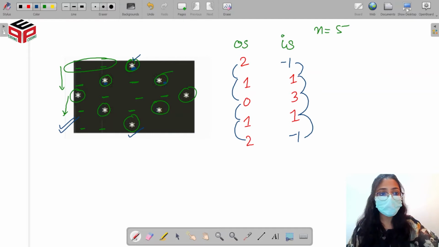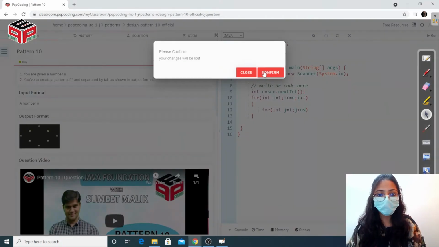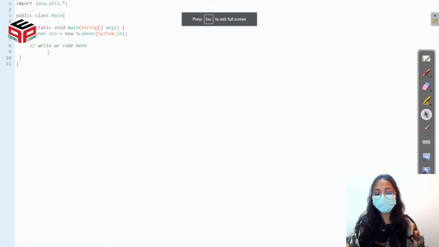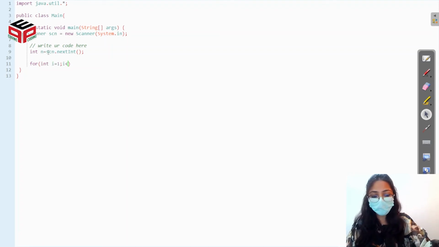So let's do this using a compiler. Over here, we'll start. Now, the first thing I need to do is take the input, the number of rows. Then I have to start taking the stars, right? I have to print the stars as well as the spaces. So I am going to do this for n number of rows, from 1 to n.